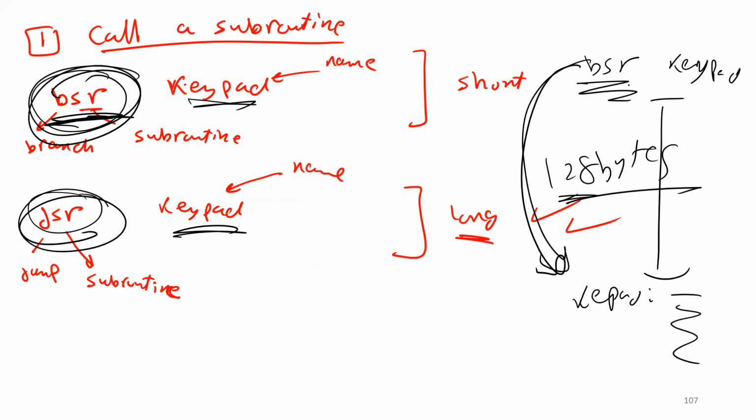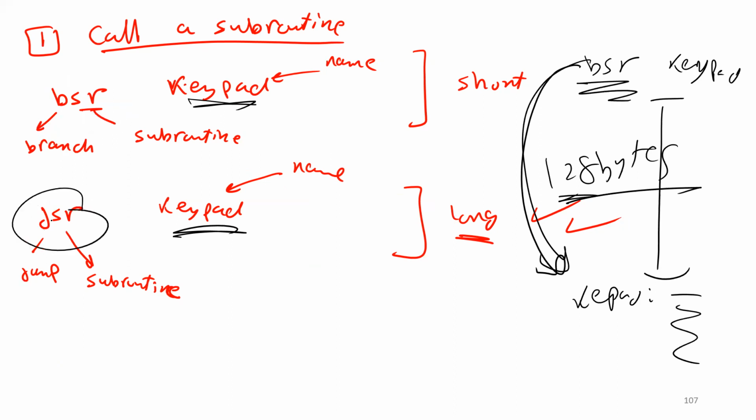Again, my advice to you, just for peace of mind, is to use JSR all the time. You can use jump subroutine all the time. This is a long jump. What do I mean by jump? Once you come to this instruction, you have to come to here. So how far is this function from this location?